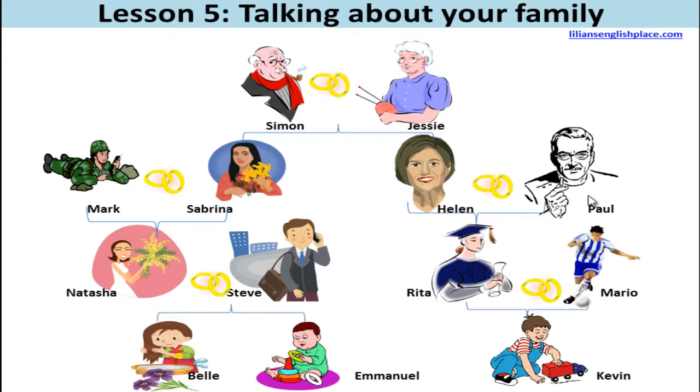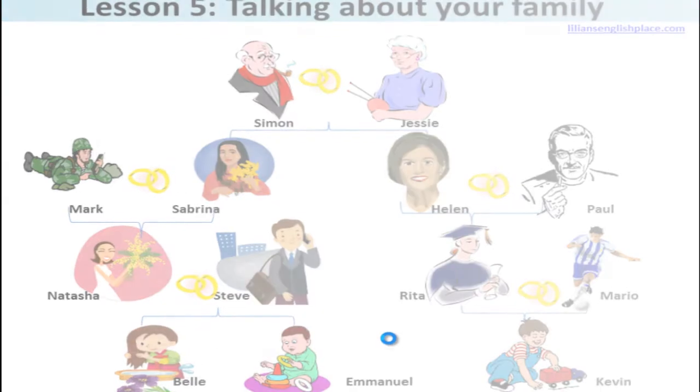Helen is married to Paul and they have a daughter called Rita. Rita is married to Mario and they have a son, Kevin. Now with Sabrina here, she's married to Mark and they have a daughter, Natasha. Natasha is married to Steve and they have two children, Belle and Emmanuel.